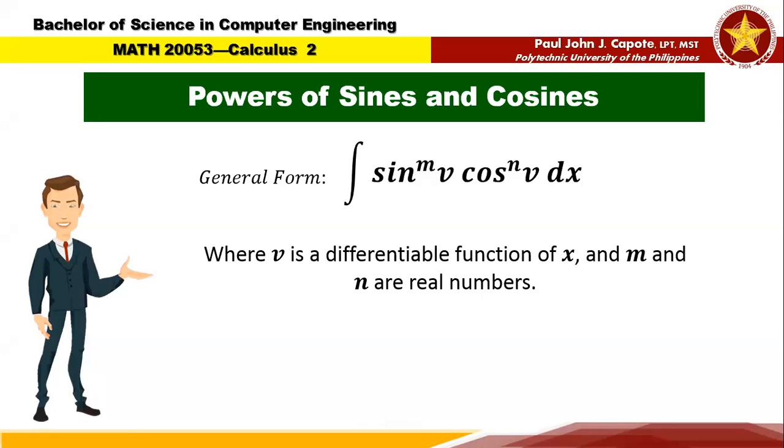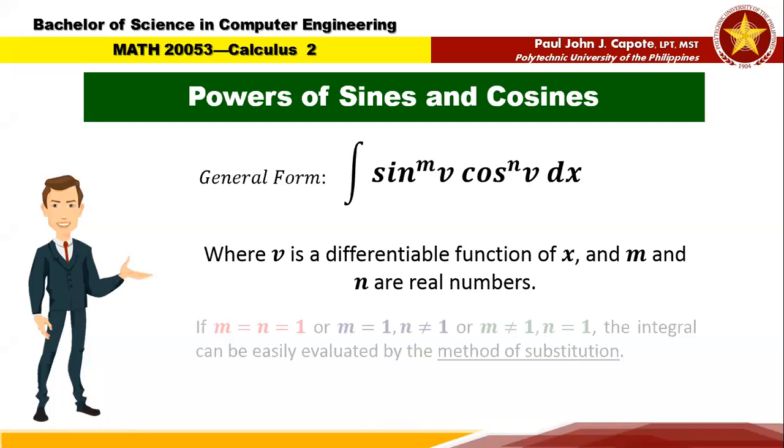Kung napapansin natin, in this general form, these two functions, these v's, are equal. Okay? V is a differentiable function of x. The 3x, 6x, 1 half x, for any function involving x that is differentiable. And the powers m and n are real numbers. Okay, so we have these cases.